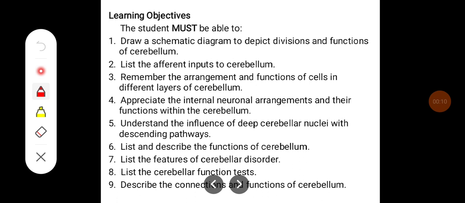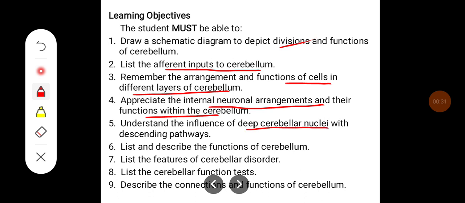The learning objectives of this class would be to draw a schematic diagram, depict divisions and functions of cerebellum, list the afferent inputs to cerebellum, remember the arrangement and functions of cells in the different layers of cerebellum, appreciate the internal neuronal arrangements and their functions within the cerebellum, understand the influence of deep cerebellar nuclei with descending pathways, list and describe the functions of cerebellum, list the features of cerebellar disorder, list the cerebellar function test, and describe the connection and functions of cerebellum.